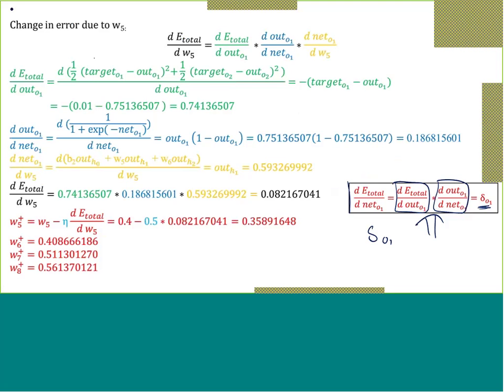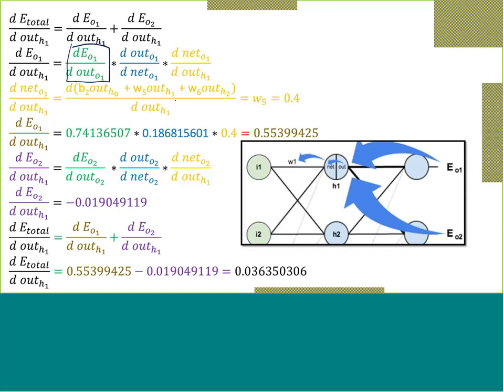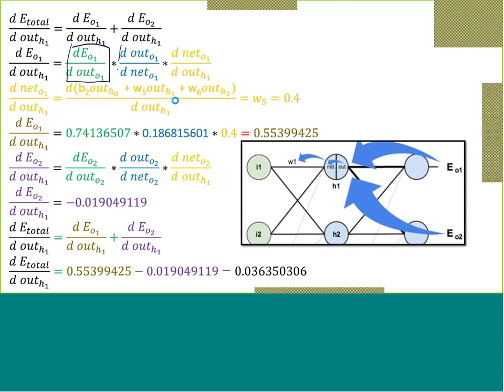You remember EO1 by out H1? So this is my EO1, right? This is EO1, half of the square of the difference of target and output O1. This is constant, just remove it. It is the same as what I have calculated here. So this expression I already have. Similarly, I calculated out O1 by net O1. We have already calculated it in the previous lecture, previous slide.